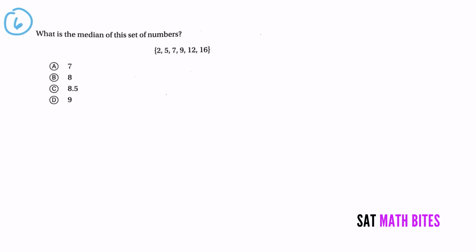Okay, problem 6, we have to find the median of the set of numbers. When you find the median, you have to make sure that they are ordered from least to greatest, which in this case they already are, so we don't really need to change anything. Then we just strike out numbers from the outside in to find the middle number. So we cross out 2 and 16, cross out 5 and 12, and you realize that we have two numbers in the middle, 7 and 9.